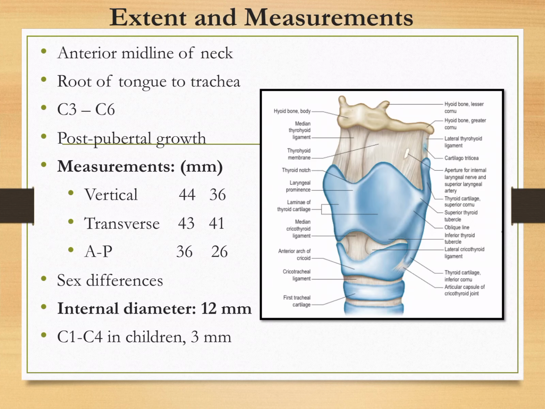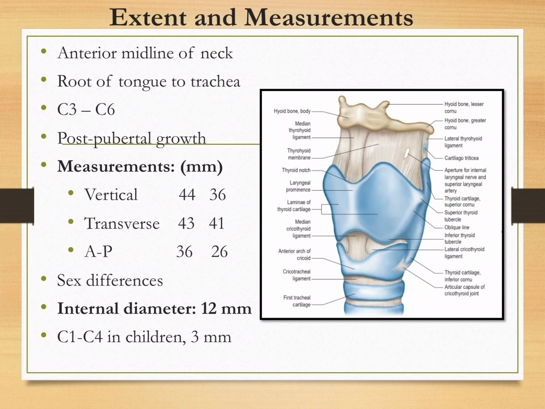You can see all the laryngeal cartilages and its attachments above and below. Let's go from above downwards. You can see the hyoid bone with its smaller and greater cornua. You can see a ligament connecting the hyoid to the upper border of the thyroid cartilage, that is known as the thyrohyoid membrane.